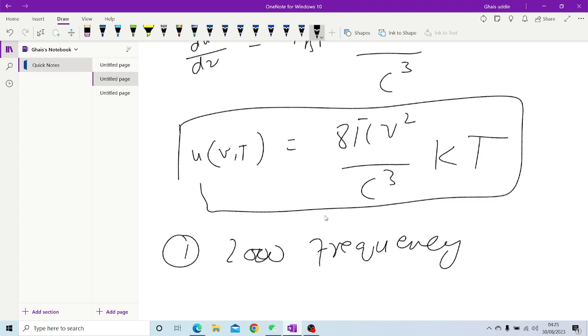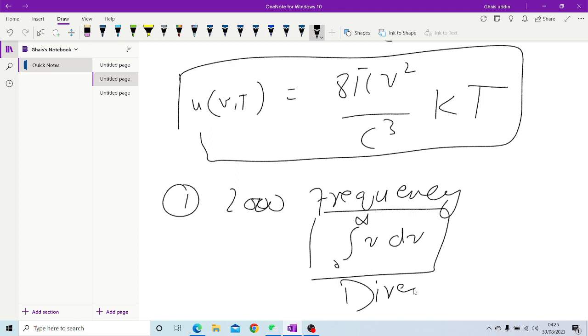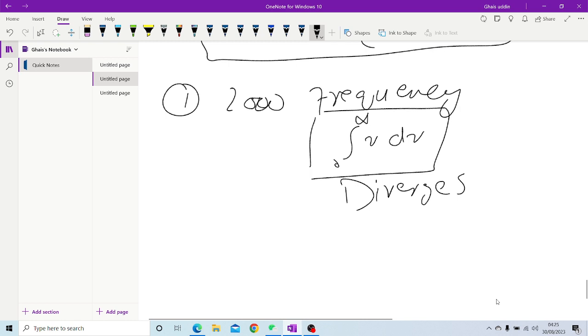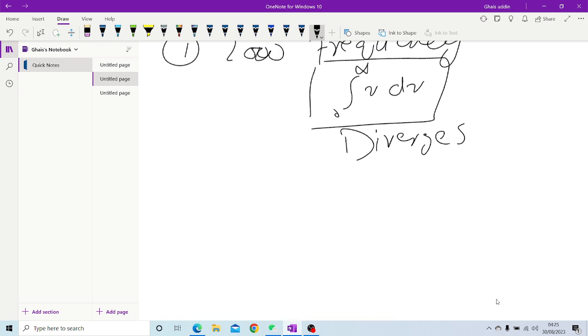And if we integrate this from 0 to infinity, for all frequencies dν, this integration diverges. This divergence implies that the cavity contains an infinite amount of energy, which is impossible. Infinite energy is impossible. It was found that the energy exchange between radiation and matter is not continuous, whereas the classical assumption means that any amount of energy can be exchanged, which is the failure of classical physics.